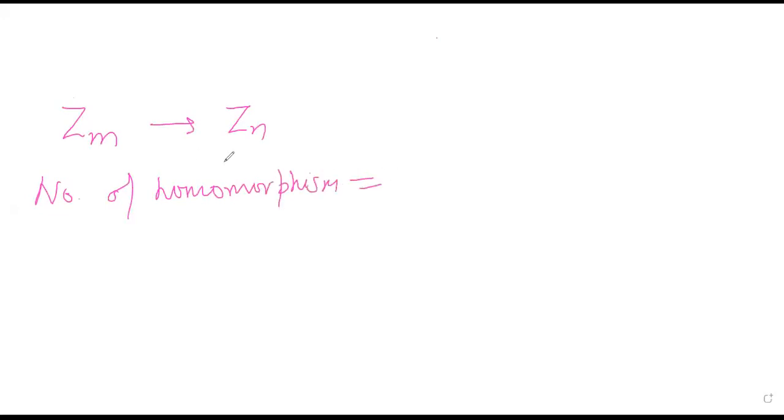So hello everyone. I will be discussing how to find the number of homomorphisms today. A few questions have been asked in PV about this. Let's say we have to find homomorphisms from Zm to Zn. The number of homomorphisms from Zm to Zn is equal to the GCD of m and n. Okay, let's see how it works with an example.